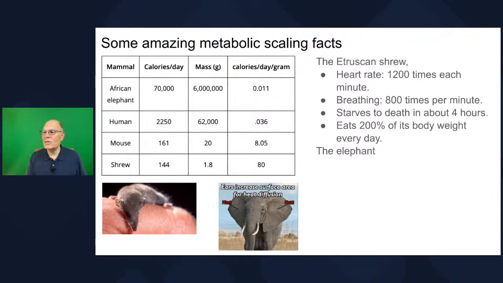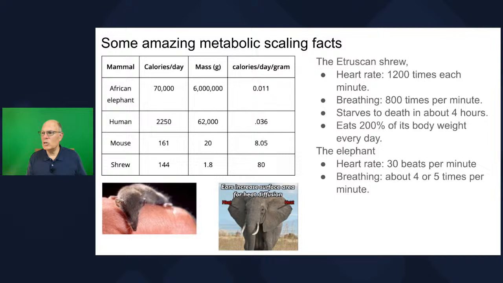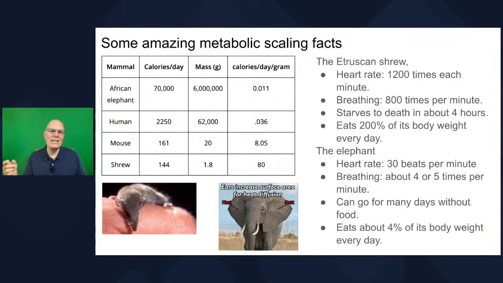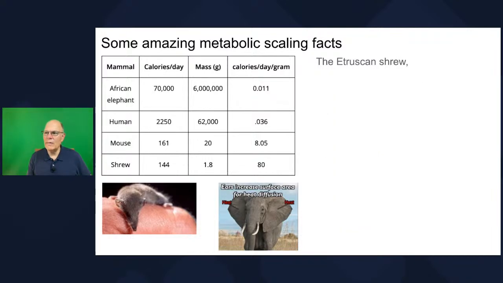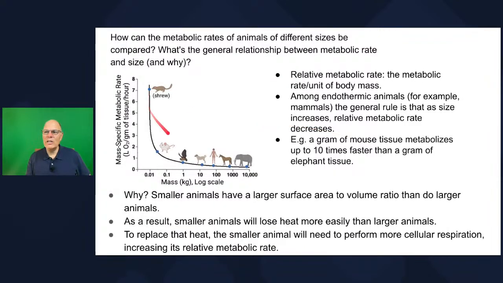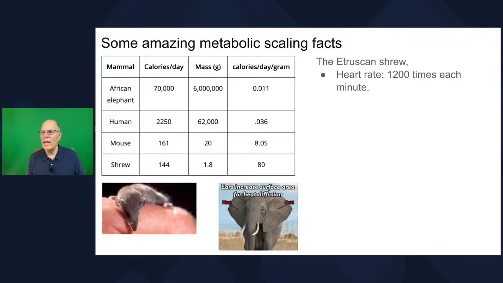And just for comparison's sake, here's the elephant. Its heart rate is beating 30 times per minute. Elephant's a lot bigger than me. My heart rate's about 50 times a minute. Relatively fit 62-year-old man. Elephants only breathe 4 or 5 times per minute. An elephant, like any large animal, can go for many days without food, and every day it takes in about 4% of its body weight. So this is the whole issue of metabolism as it relates to size. So something to store away in your basket of knowledge related to AP biology.